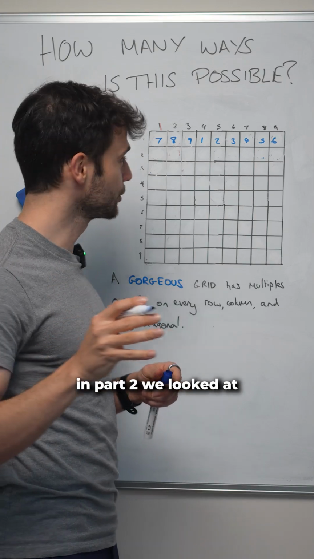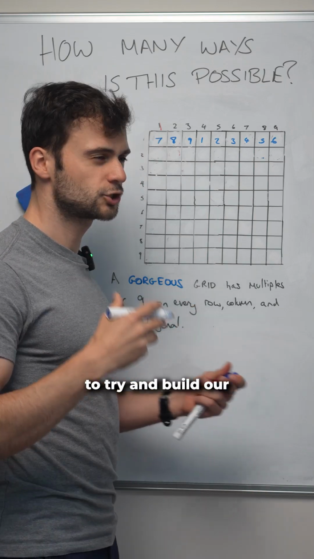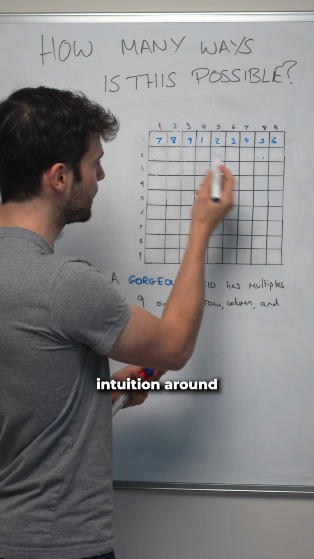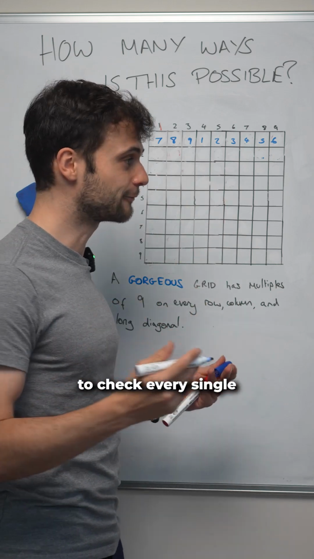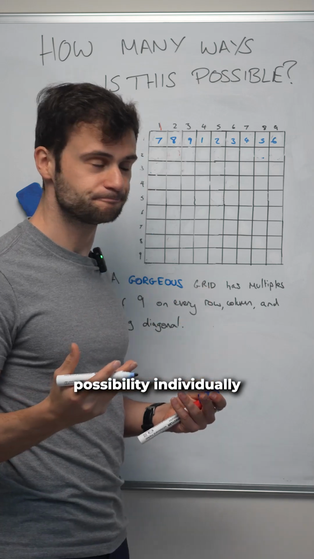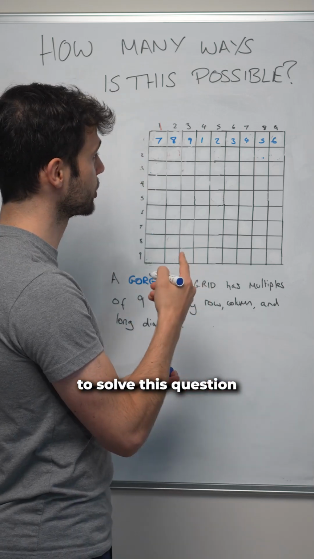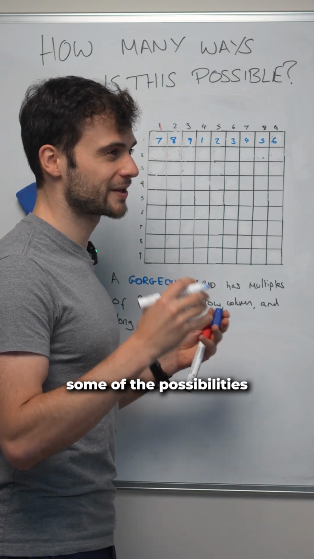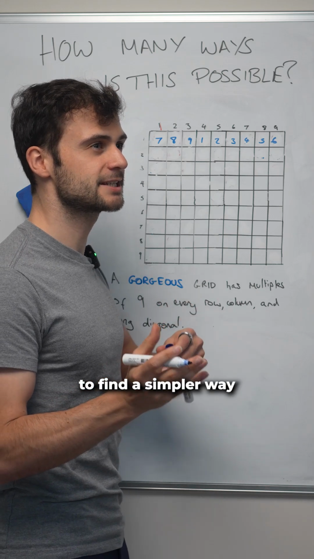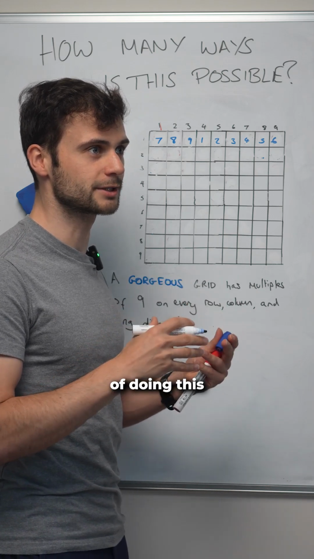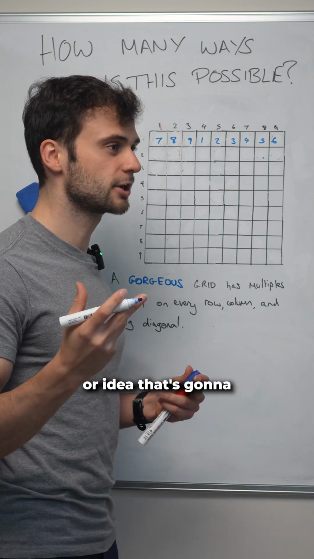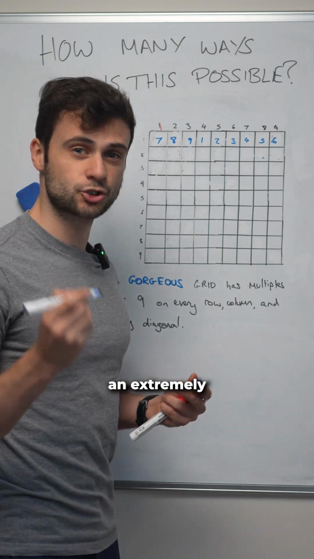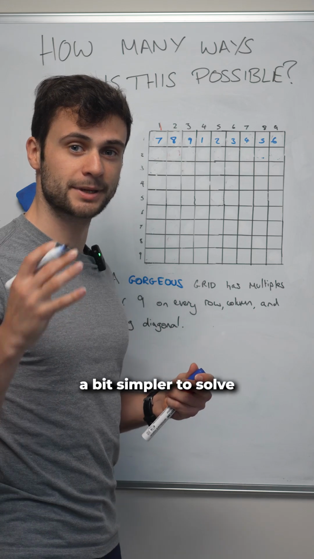In part 2, we looked at some examples to try and build our intuition around how we could go about solving this problem, because it would take 12 years to check every single possibility individually. So we're not going to be able to do that to solve this question, but we're still going to need to check some of the possibilities to find a simpler way of doing this, to try and find some kind of insight or idea that's going to make what looks like an extremely complex question a bit simpler to solve.